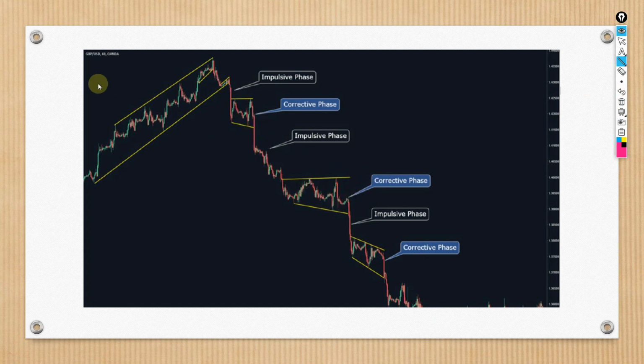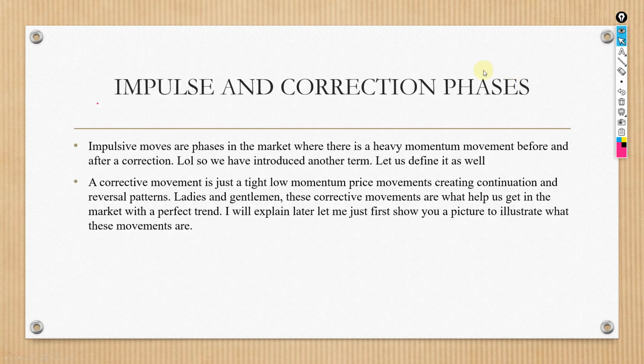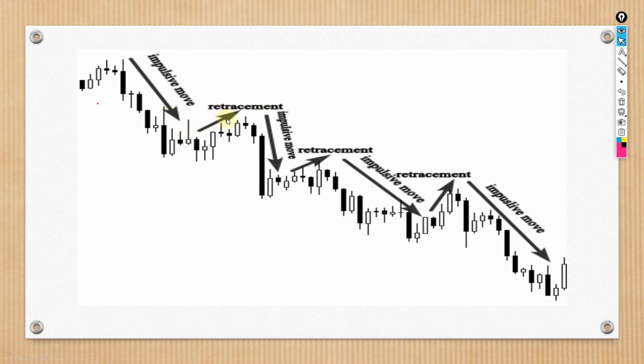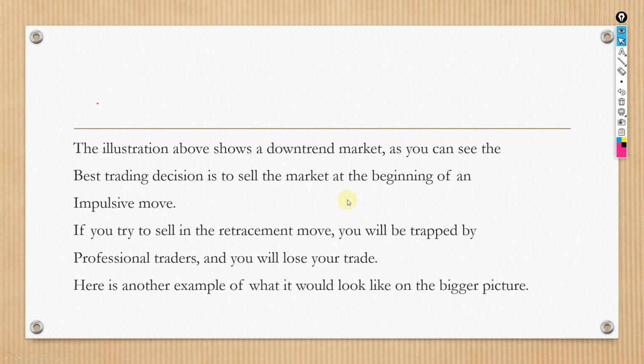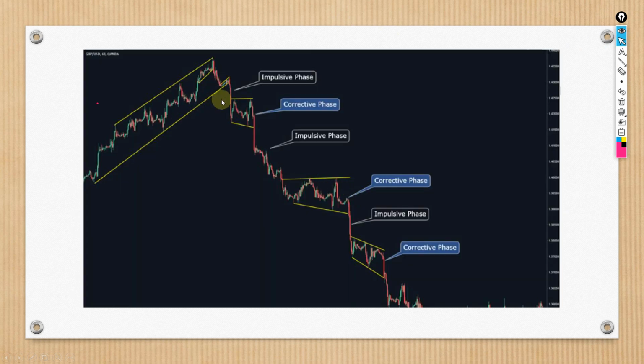It doesn't always mean they'll have to look like this, just a mere line. Sometimes they might present themselves in this form, whereby it makes a particular shape, and that particular shape is actually a correction phase.